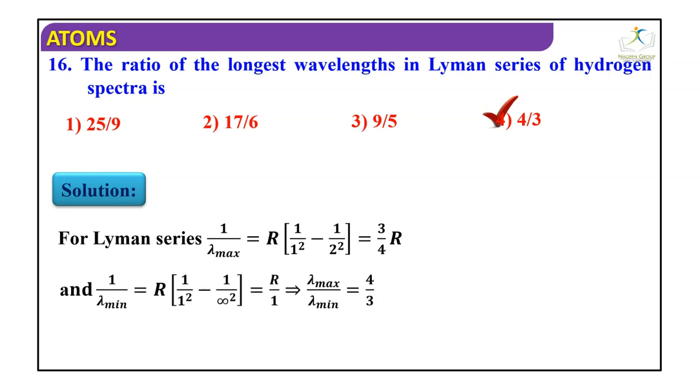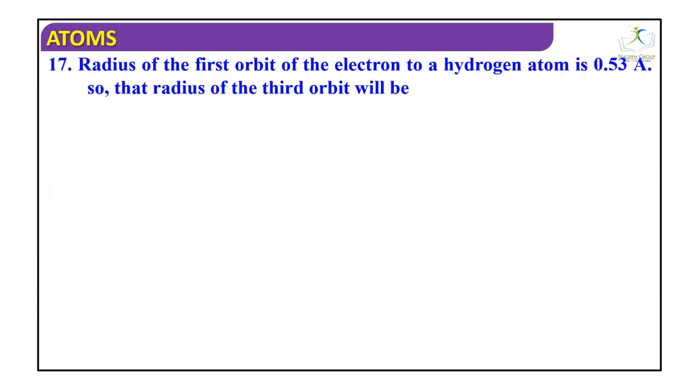So for the Lyman series, as we know, 1 by lambda max is equal to R times 1 by 1 square minus 1 by 2 square, which comes to 3 by 4 times of R. 1 by lambda min is equal to R times 1 by 1 square minus 1 by infinity square. So we receive lambda max by lambda min is equal to 4 by 3. I hope you understand, students. So the correct option is 4.